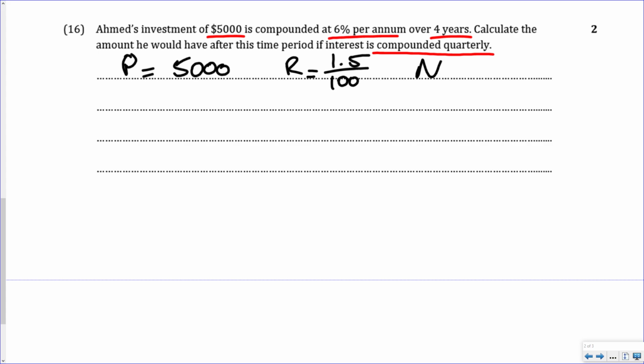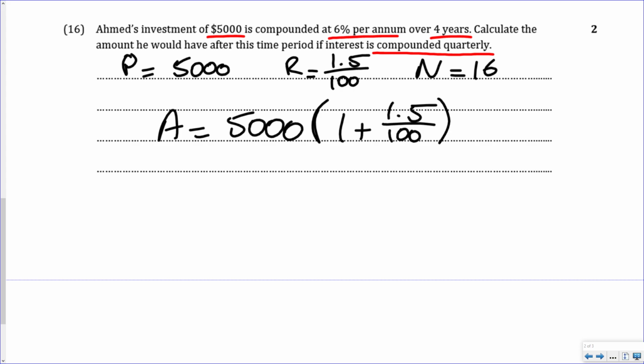And here N, again, this is 4 years, but I'm talking about quarters now. So it's not going to be 4, it's going to be 16 because that's coming from 4 years, 4 quarters in each. So 4 times 4 is 16. So going from there now, I can do A equals 5,000 times 1 plus 1.5 over 100 to the power of 16, which equals $6,344.93.